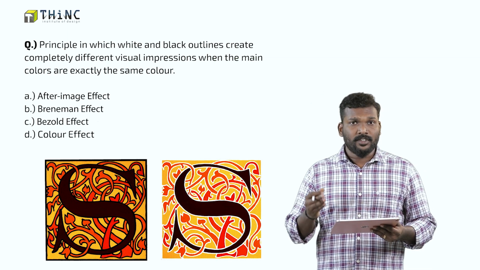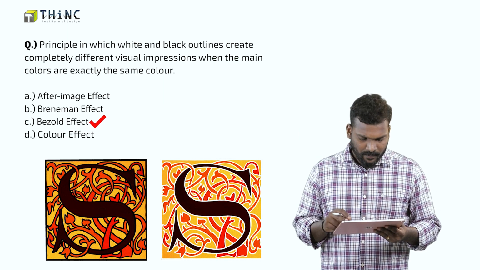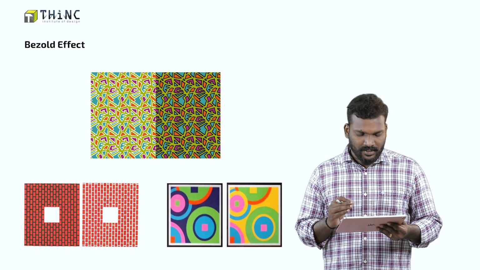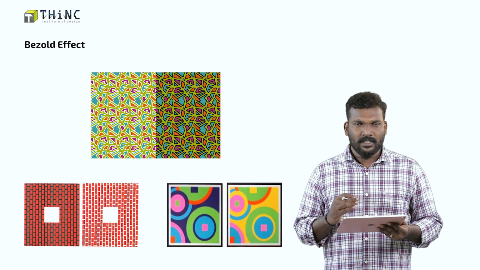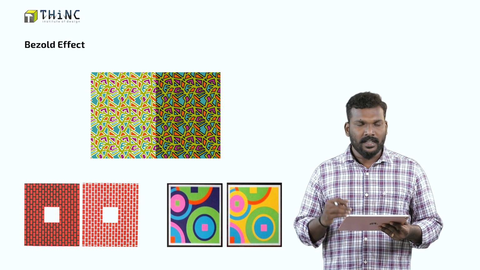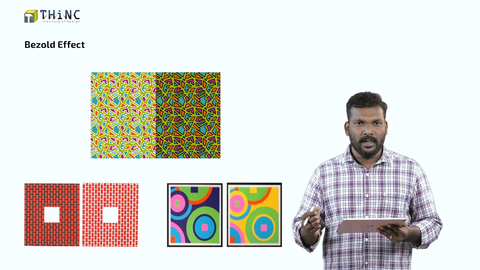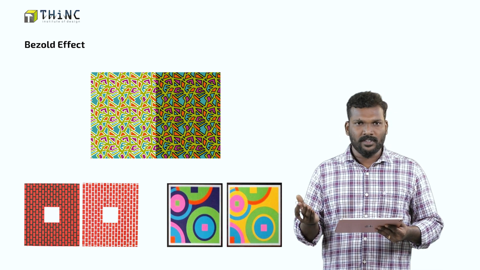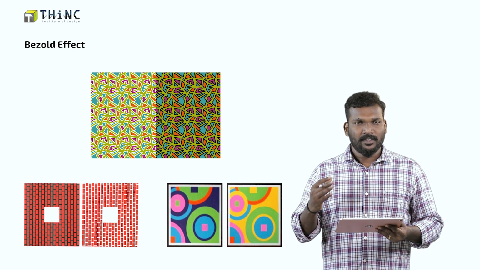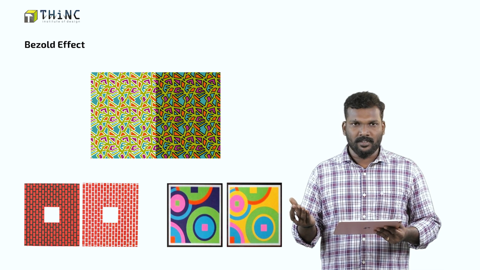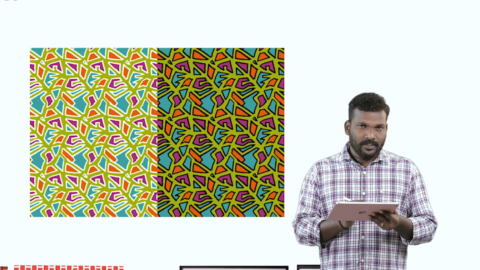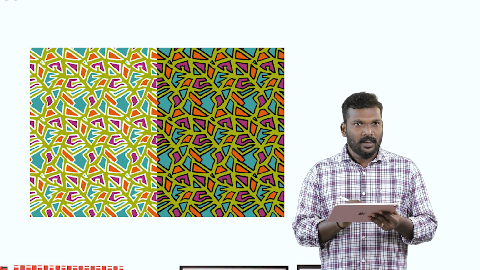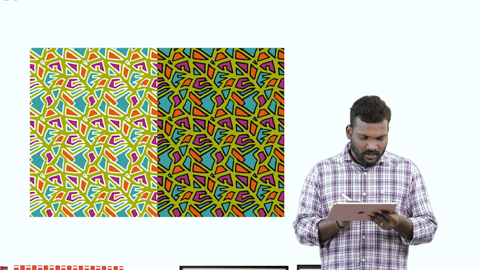So the right answer is option C, basalt effect. So let's see what is basalt effect. What it says is, in an image, if there are different colors and each of these colors are outlined by either black or white, in both these individual cases, the illustration will be seen as completely two different pictures. So as you can see, the bricks outlined with black and the bricks outlined with white are completely interpreted as two different pictures altogether.